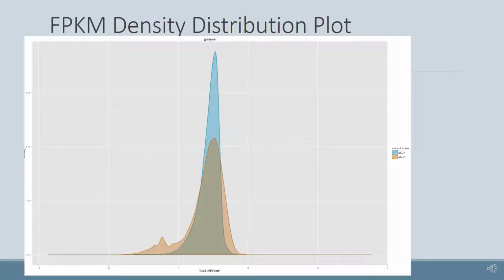Here we have a FPKM density distribution plot. FPKM stands for fragments per kilobase of exon per million reads mapped.